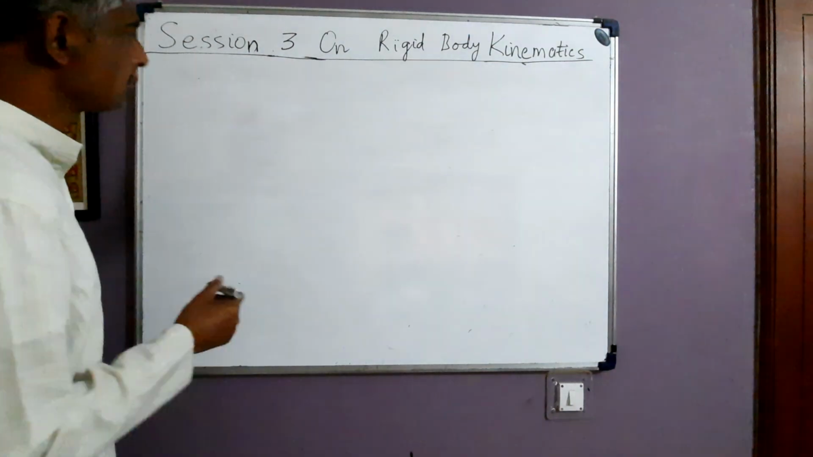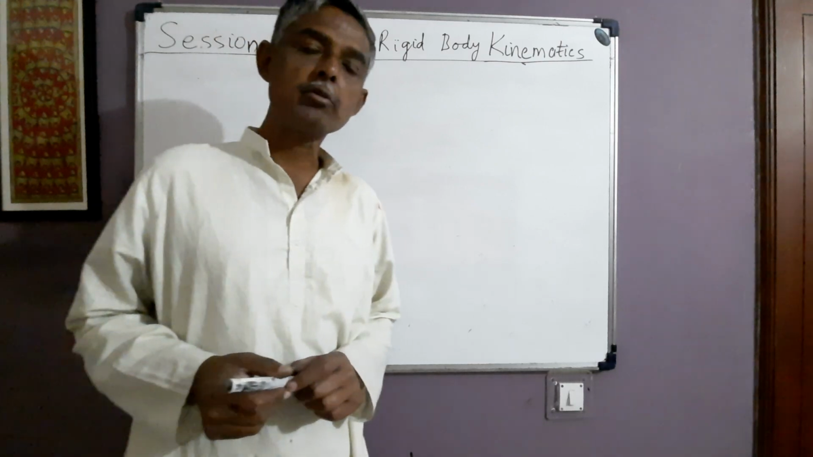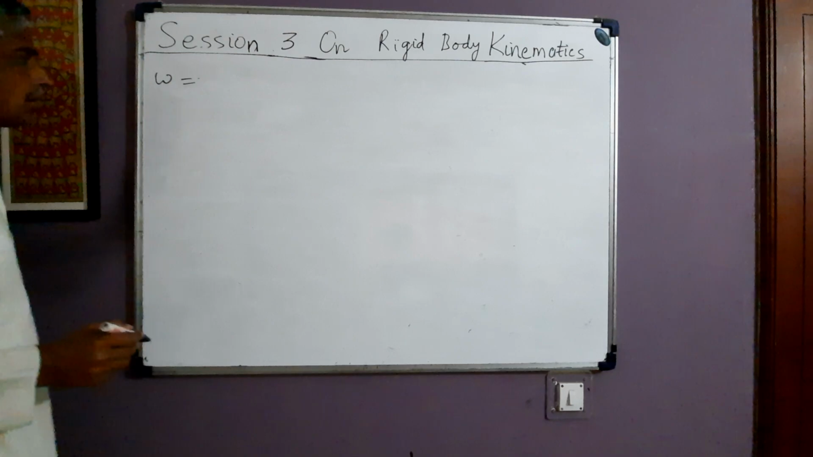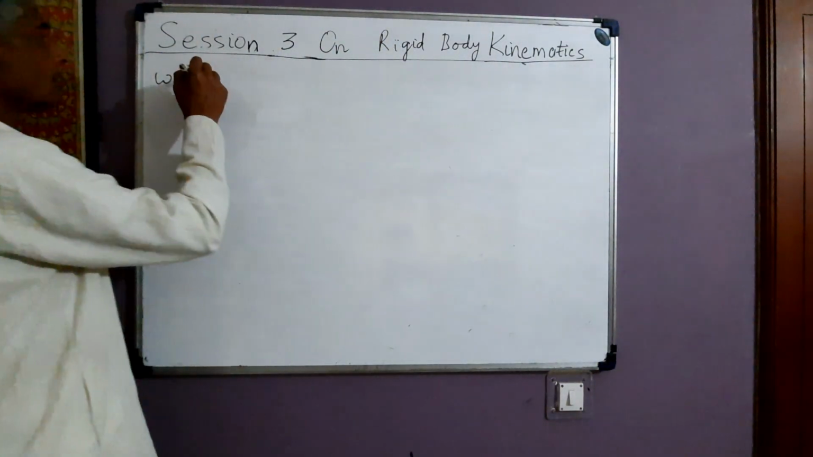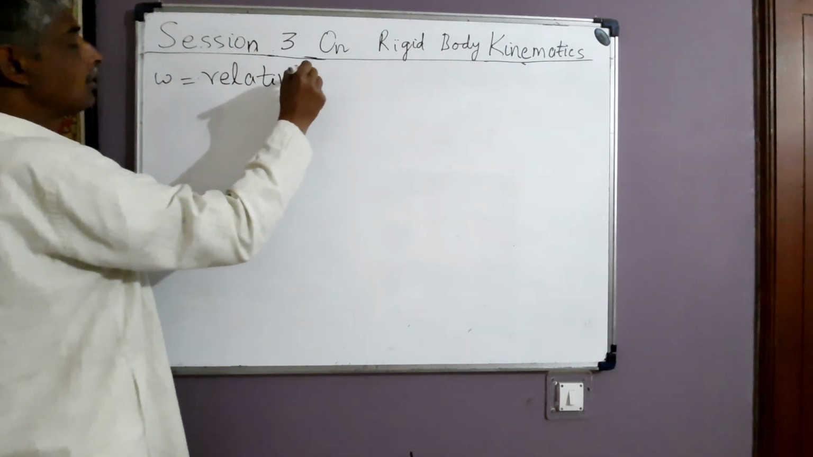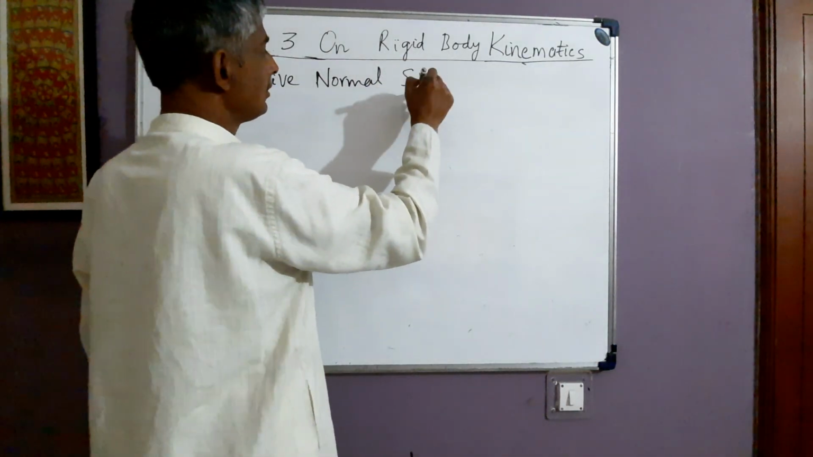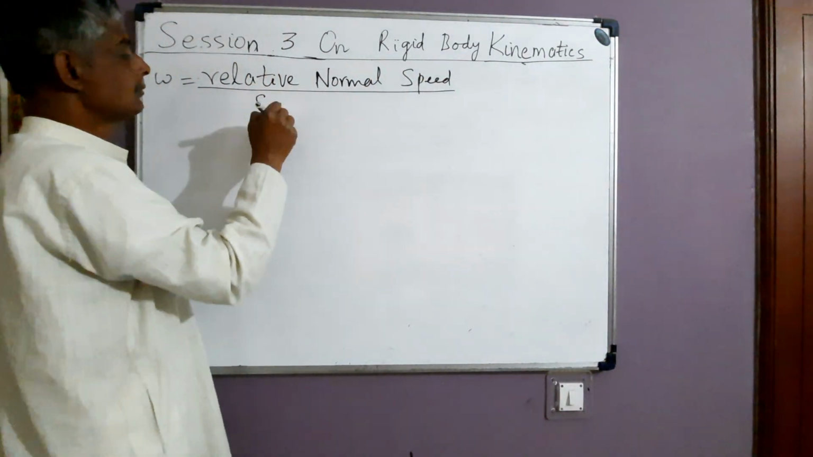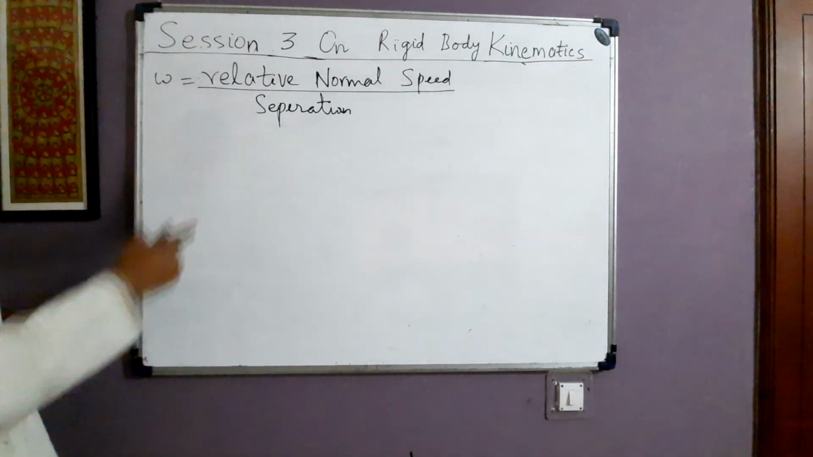So the formula which will be used is this working formula. M is some rigid body which undergoes plane rotation with respect to some frame F. Its angular velocity omega at a certain instant is given by the formula omega equal to relative normal speed by separation. Omega is equal to relative normal speed upon separation. This is the formula which is going to be used.